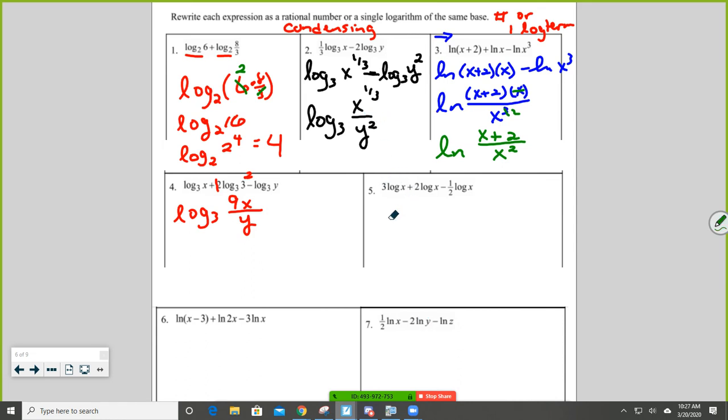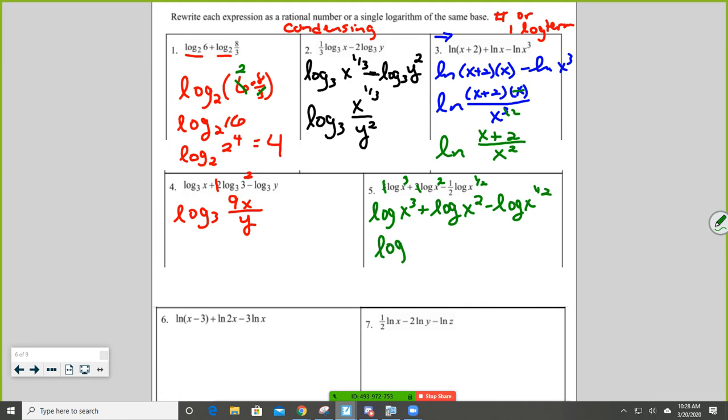Talking's my favorite. First thing you're going to do is put the numbers up top. So this 3 is going to make that an x cubed. This 2 is going to make that an x squared. And this 1/2 is going to make this x to the 1/2 power. Notice I don't take the negative or the positive in front of it. I'm just moving the numbers. So now I have log x cubed plus log x squared minus log x to the 1/2.